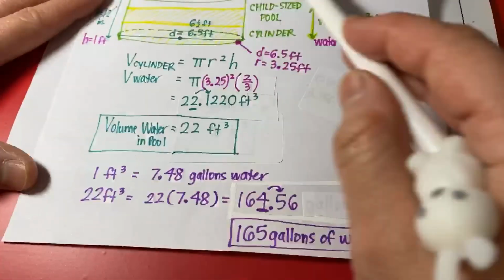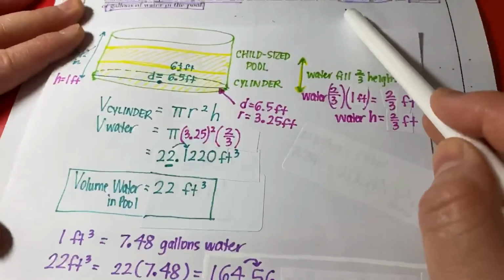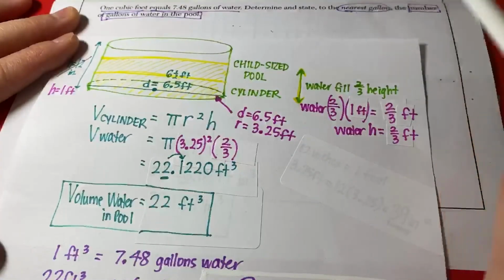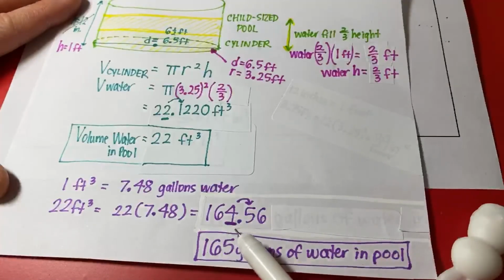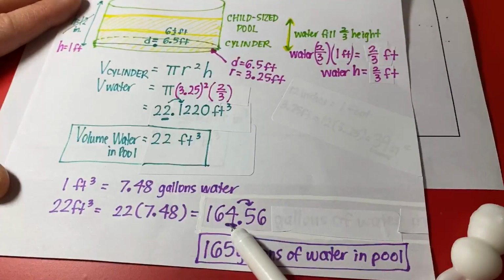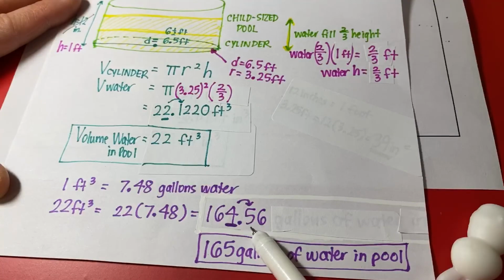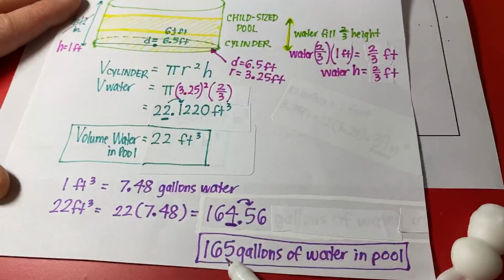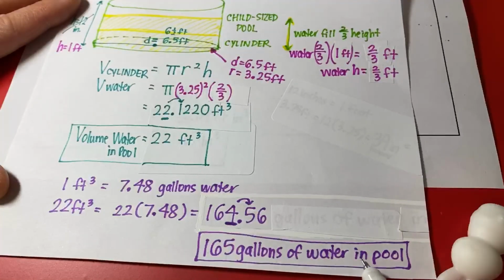The question asked us to round to the nearest gallon. So rounded to the nearest gallon means whole number. And so we underline the last digit of the whole number. Look at the next number, and that number was 5 or more, so we round up. So that is the number of gallons of water in the pool.